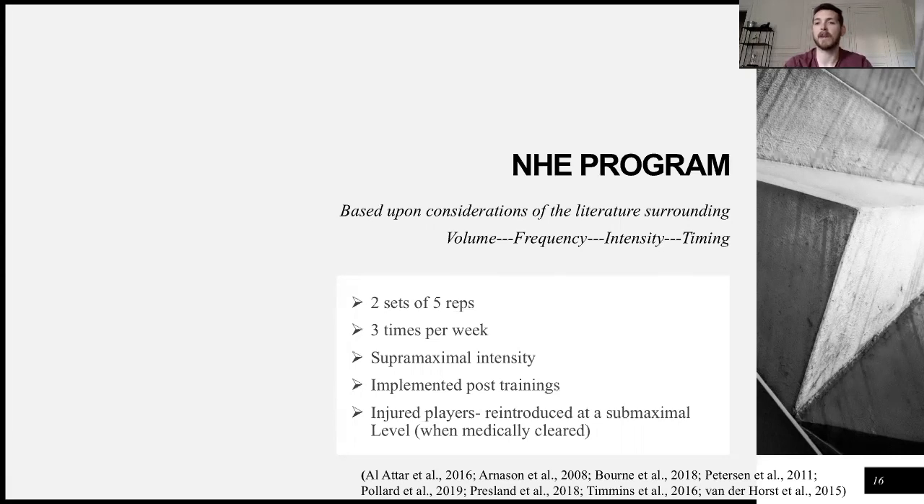It would have no other impact on your warm-ups, your tactical and technical coaching elements, or anything like that. And injured players obviously have to be taken into consideration. So they would be reintroduced at a sub-maximal level when they've been medically cleared to do so. And again, this would be built up, going into maximal, supramaximal when medical clearance has occurred.